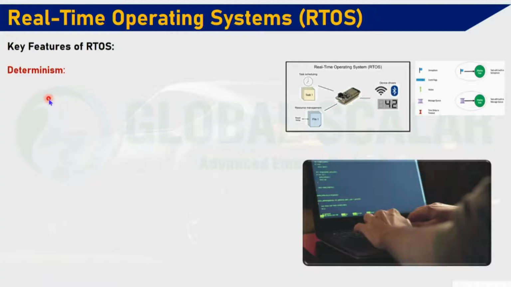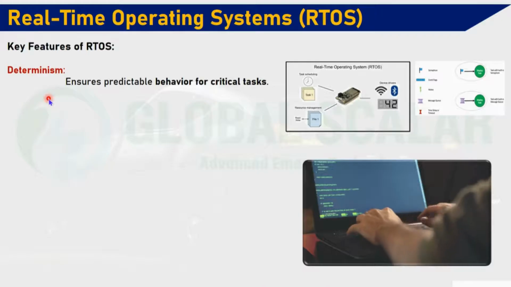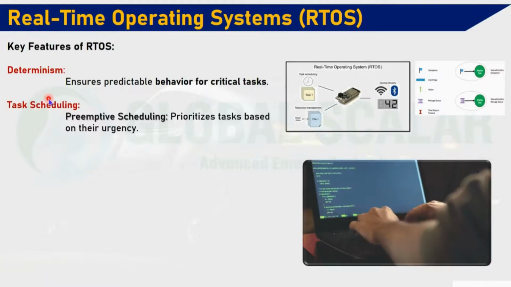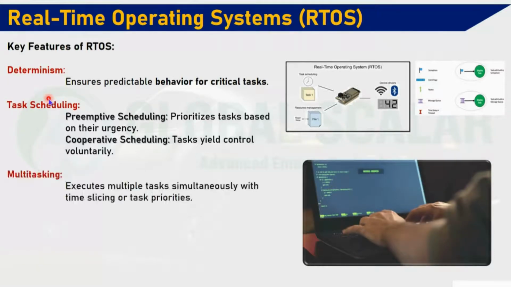The first step is about determinism. So determinism will ensure the behavior of the task, and how the criticality will be handled. The task scheduling is preemptive. It has preemptive scheduling, which will prioritize the task based upon the urgency, and we have cooperative scheduling. It depends upon how the input is able to be controlled independently. And multitasking is executing multiple tasks simultaneously, splitting or taking the priority, and handling how multitasking can be done.